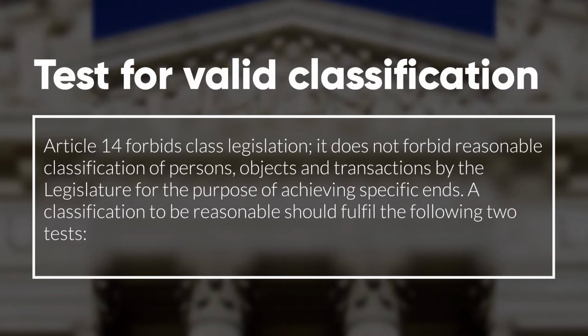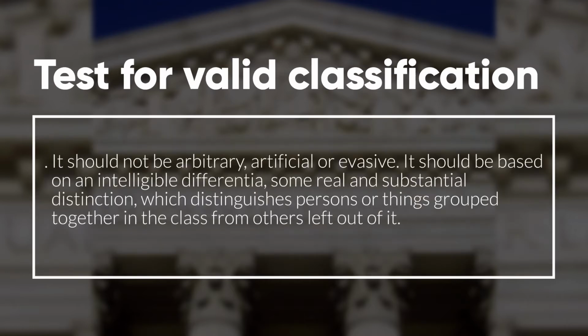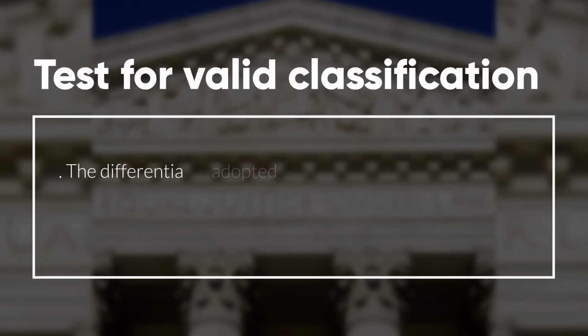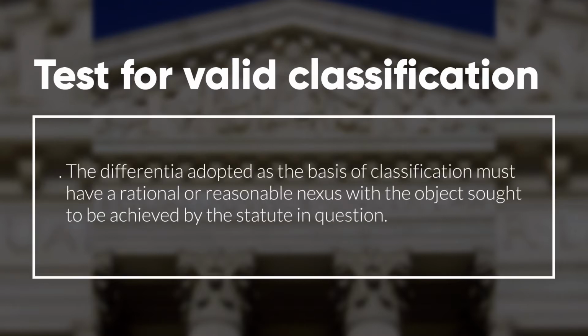A classification to be reasonable should fulfill the following two tests. It should not be arbitrary, artificial, or evasive. It should be based on an intelligible differentia, some real and substantial distinction which distinguishes persons or things grouped together in a class from others left out of it. The differentia adopted as the basis of classification must have a rational or reasonable nexus with the object sought to be achieved by the statute in question.